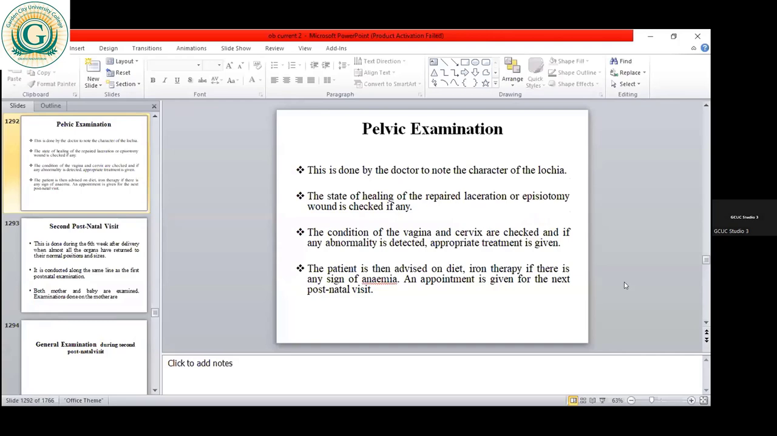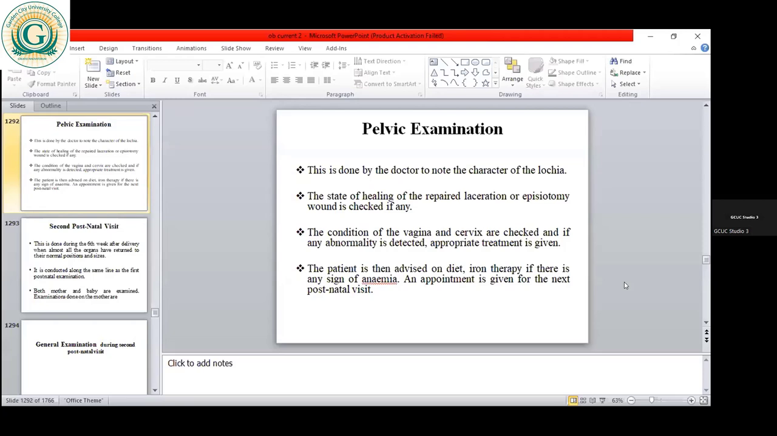And what you examine there is because of the lochia we talked about. What type of lochia is coming, and in what period is this lochia coming? Because we have three different types: rubra, serosa, and alba. Also check whether the episiotomy given has healed. Check the condition of the vagina and cervix. If any abnormality is detected, appropriate treatment is given.